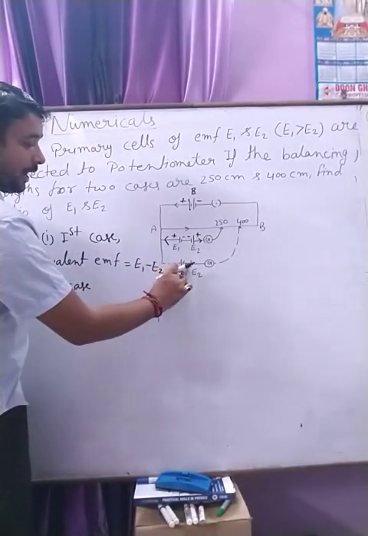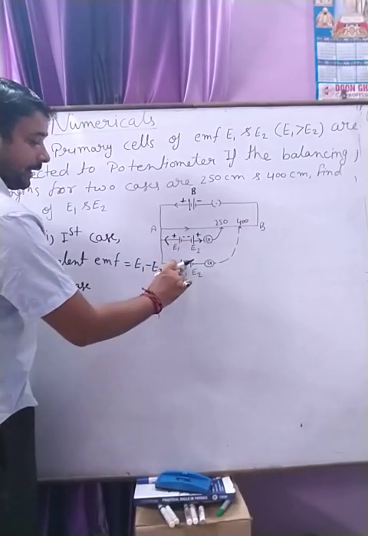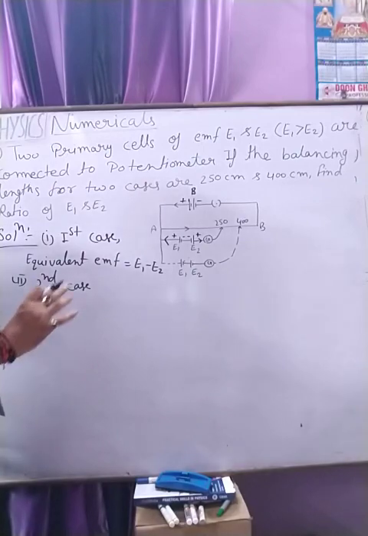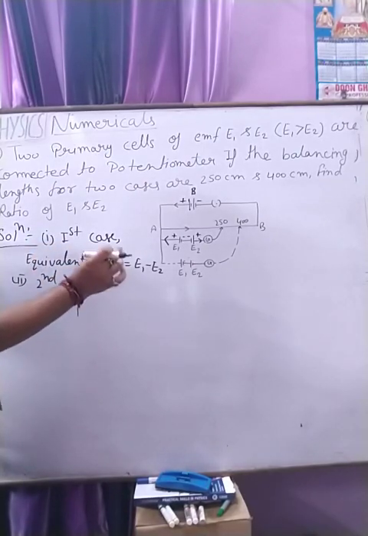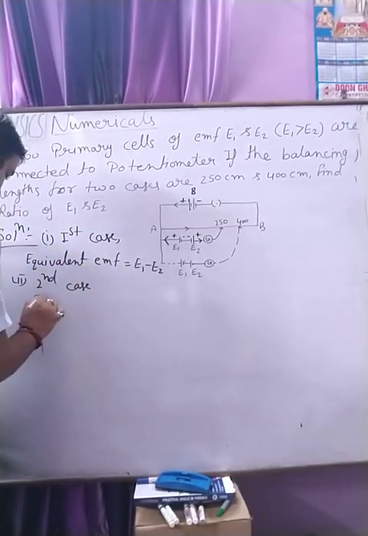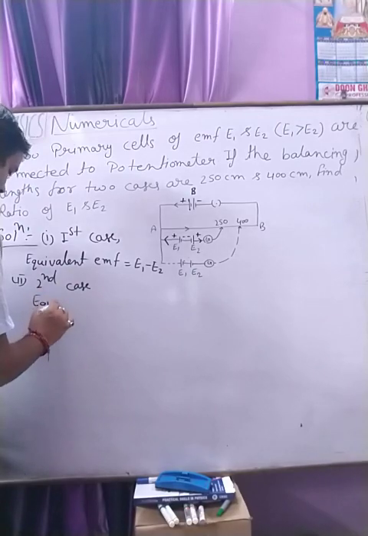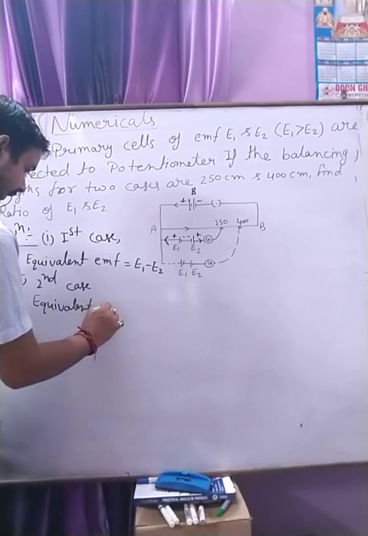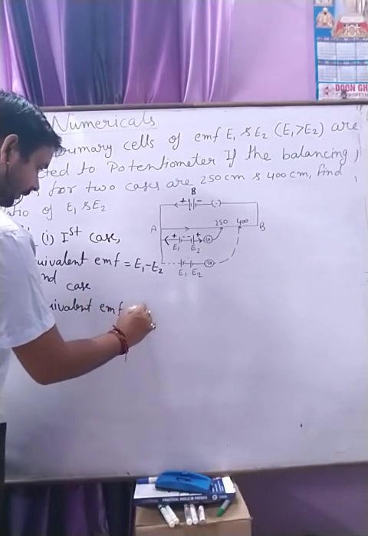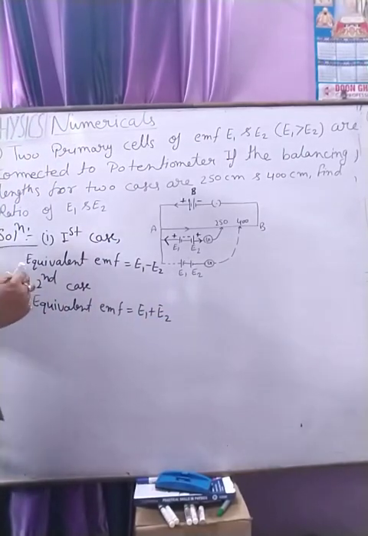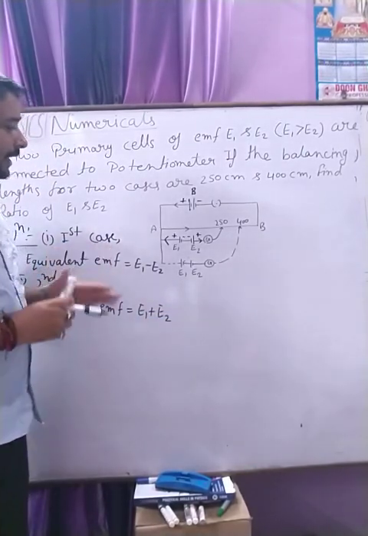And in the second case, E1 and E2 are connected such that the negative terminal of E1 is connected to the positive terminal of E2. That is, the potentials of these two cells are adding. That is, the equivalent EMF is E1 plus E2.